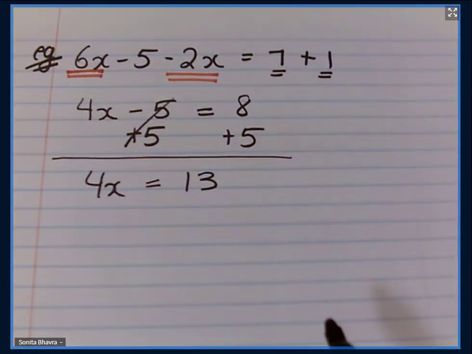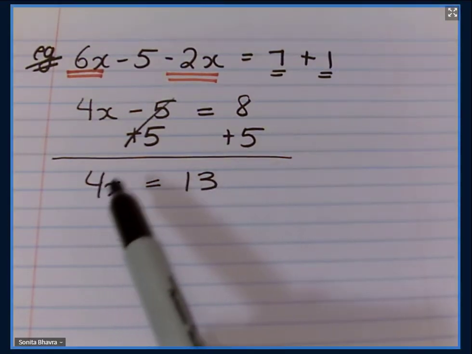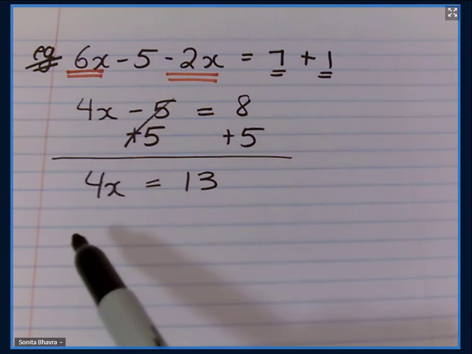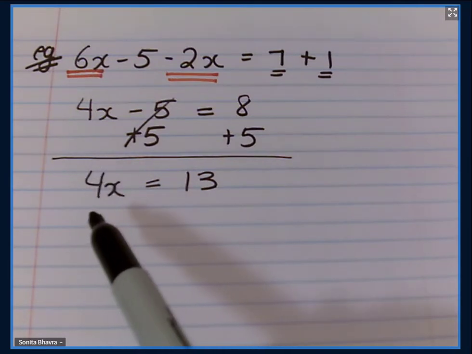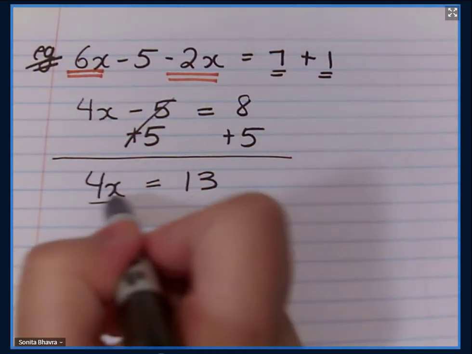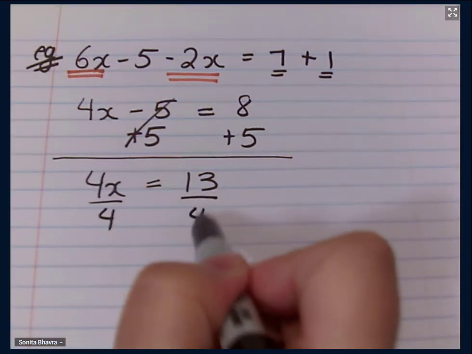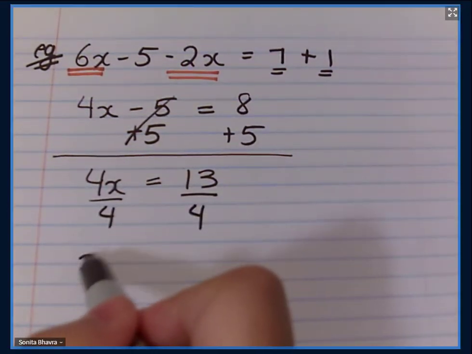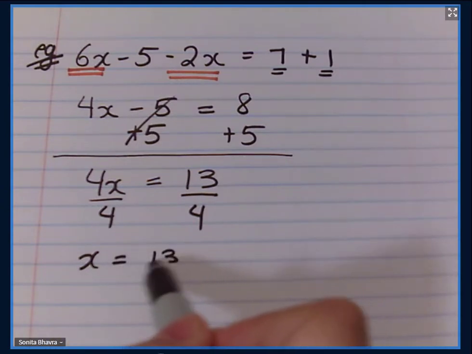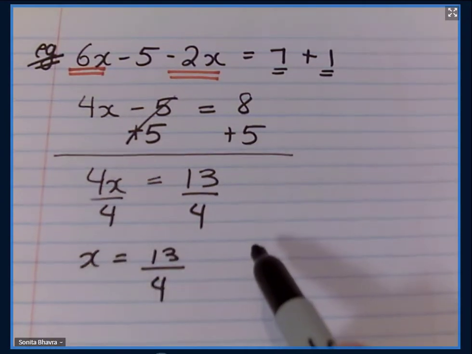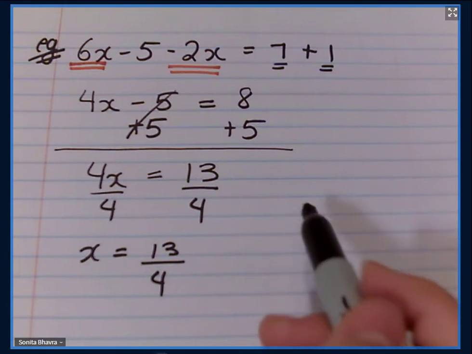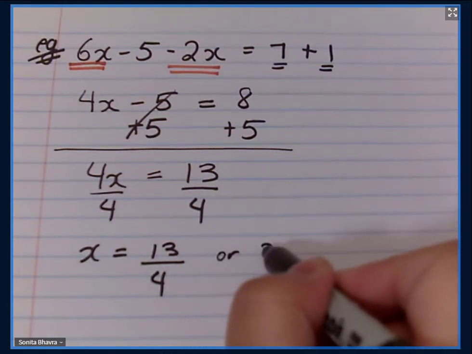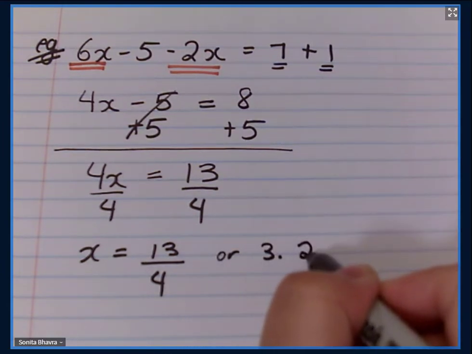And last step now is we have to get rid of this 4 because we want x by itself. So it's 4 times x. The opposite of that is to divide. You have to do it to both sides. All right, so at this point, you can leave it as x is equal to 13 over 4, or if you put that in your calculator, you will get your decimal answer, 3.25.